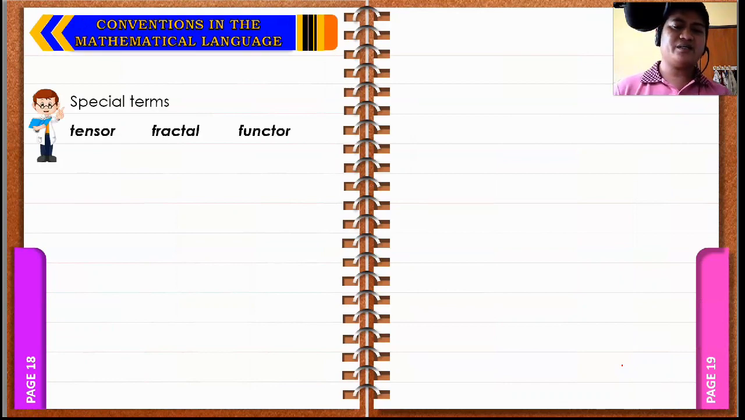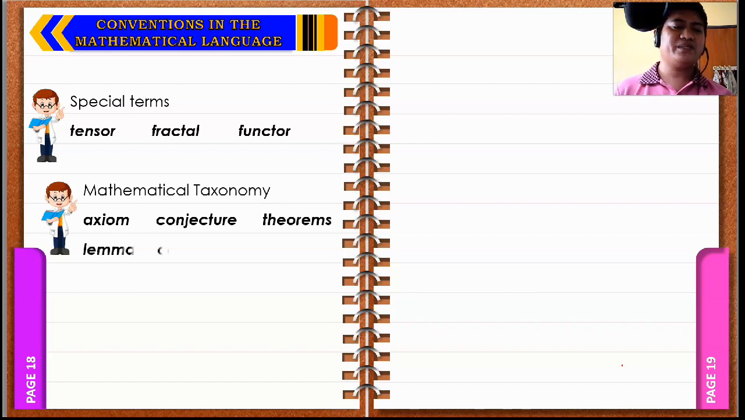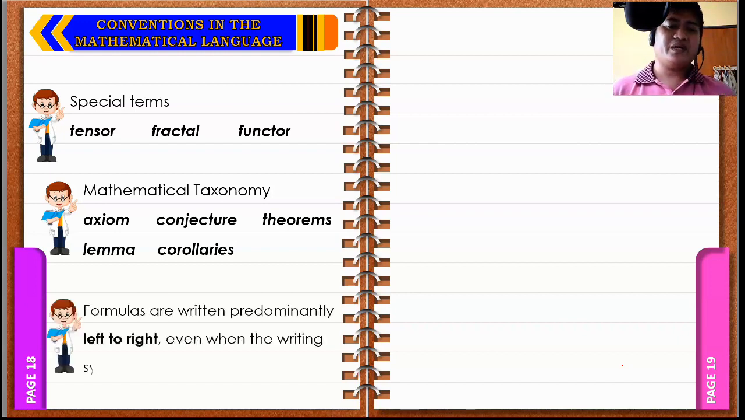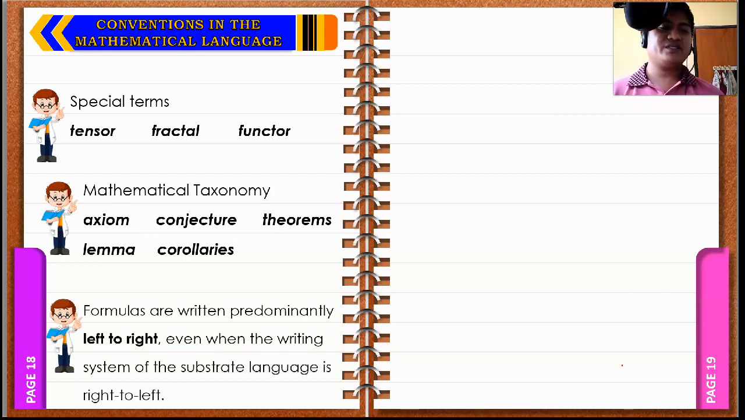Also, in other cases, special terms have been introduced. Some of them are tensor, fractal, and functor. And there are a lot of special terms in mathematics. Mathematical statements also have their own taxonomy, like axiom, conjecture, theorems, lemma, and corollaries. These are also some mathematical phrases or mathematical jargon used with specific meanings, such as if and only if, necessary and sufficient, and without loss of generality.